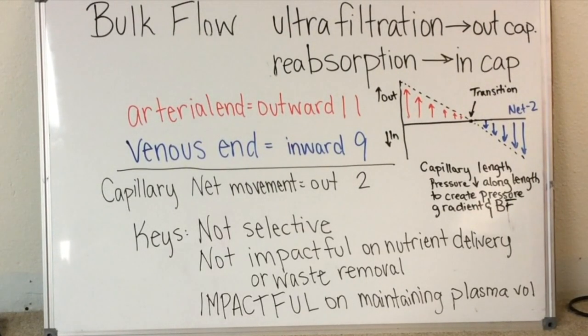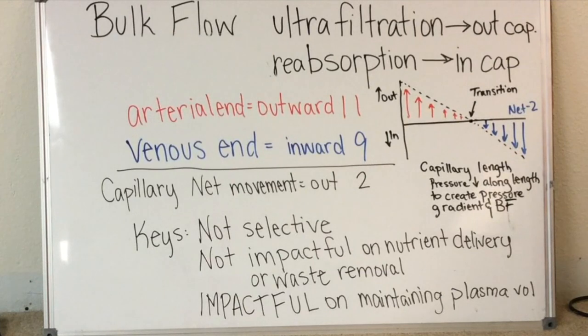A couple key takeaways on bulk flow. If we add up the outward and inward forces of bulk flow, we have a net output, or a net ultrafiltration, of 2 millimeters of mercury. Remember, bulk flow is not selective. Anything in the area that can fit through the pores within the capillaries can be pushed out into the interstitial fluid or can be brought back into the capillaries. Bulk flow is not impactful on nutrient delivery or waste removal.